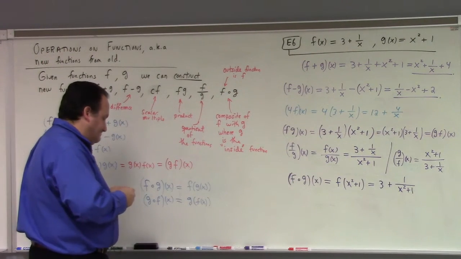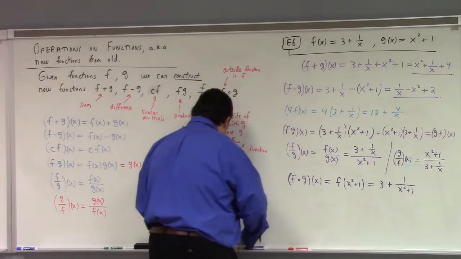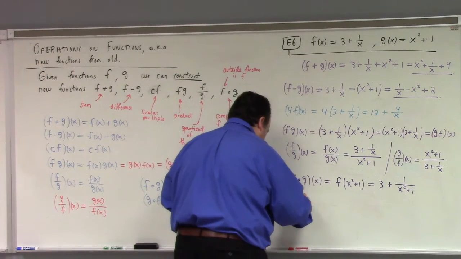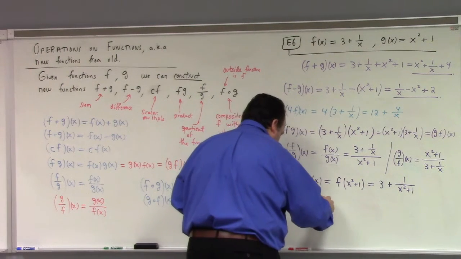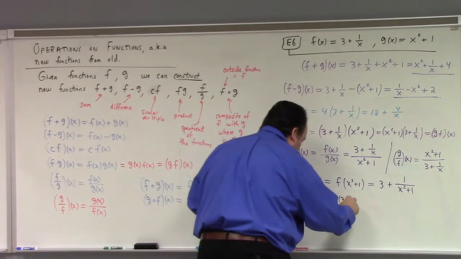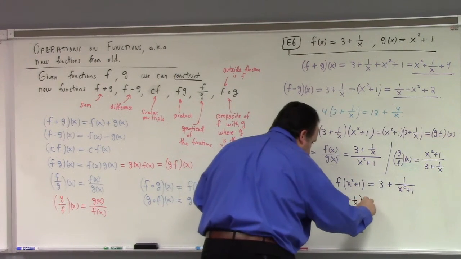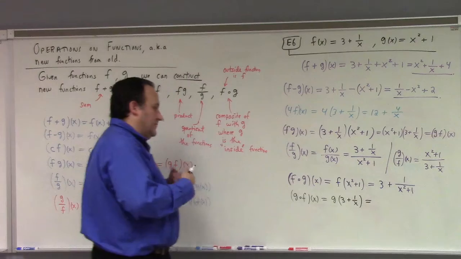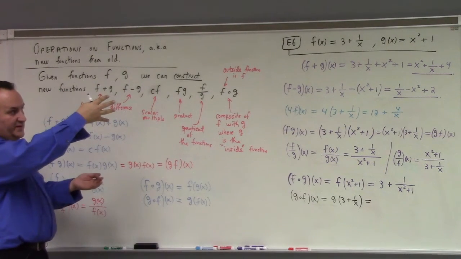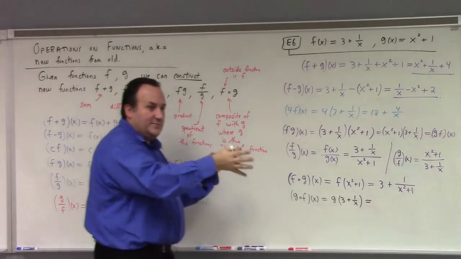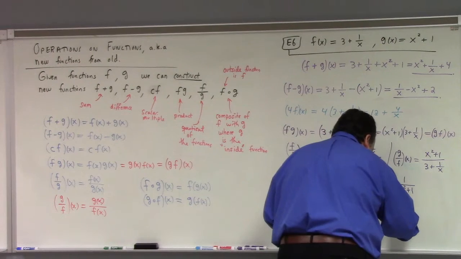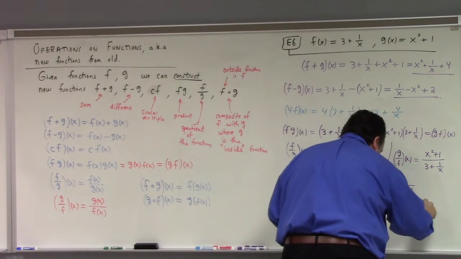Let me do the other way. So g composed with f of x would be g of f of x. Here f of x is 3 plus 1 over x. Right? So now I need to take 3 plus 1 over x and put it into the formula for g, which means I square the input and I add 1. So I have to take parentheses 3 plus 1 over x, take that thing, square it, and add 1.